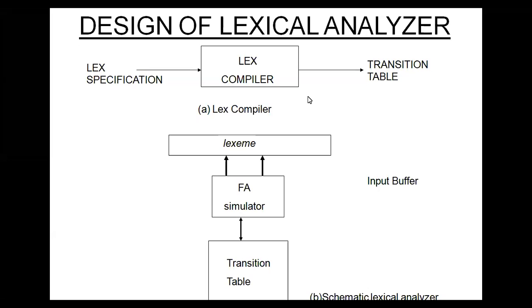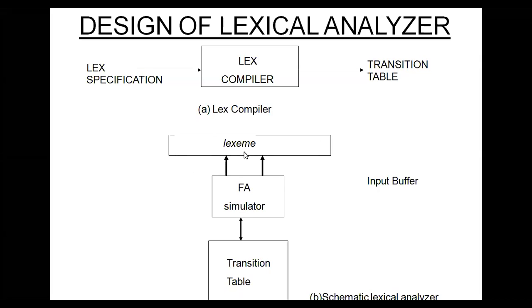Here the structure is, from the transition table it goes to the simulator, that is the finite automata simulator. What we are doing here is converting an NFA to DFA. NFA to DFA conversion is implemented here, and after simulating the finite automata, it goes to the lexeme. This is nothing but the input buffer representation. The input buffer consists of lexemes.